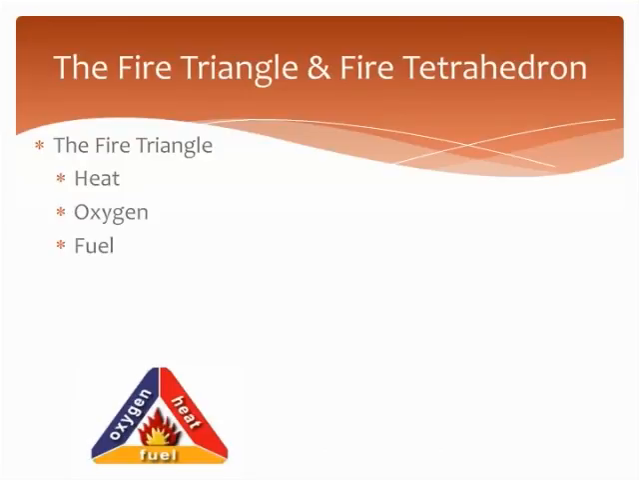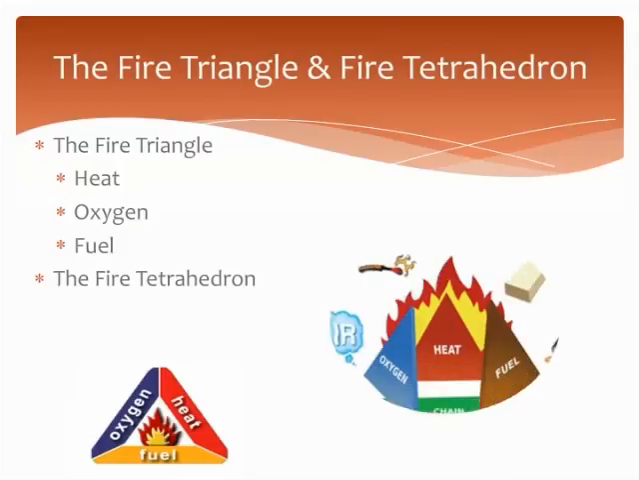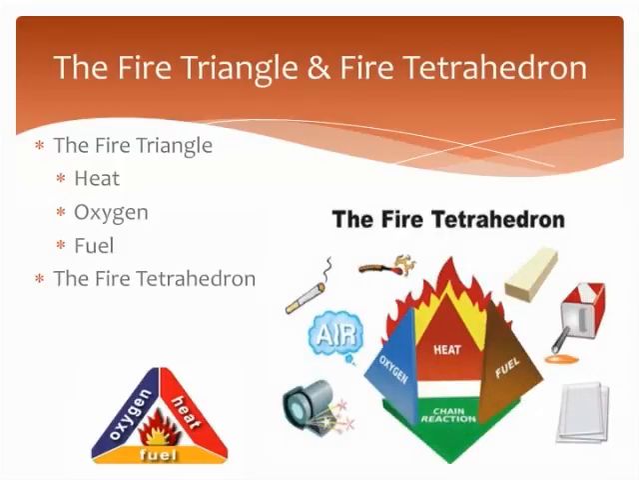In order to have fire, we must have enough heat, oxygen, and fuel coming together to form the fire tetrahedron. The fire tetrahedron is a 3D triangle that includes a self-sustaining chemical reaction. The chemical reaction produces the flames we see in a fire and will continue until heat, oxygen, or fuel is removed. In order to stop a fire, we need to remove one side of the triangle.